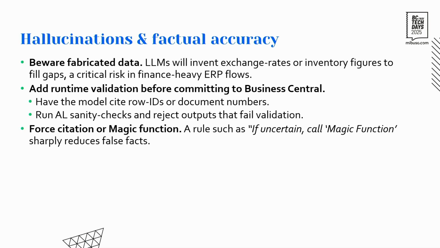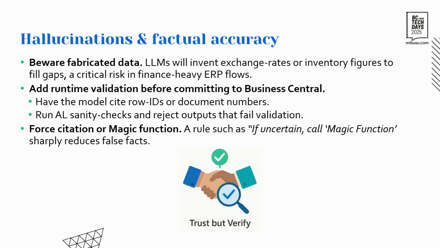And one more thing that you can do is to force citation or a magic function. Like, if the model is uncertain, rather than responding with something, you need to redirect it to the magic function by saying, okay, if you're uncertain or if the information is not available to you, call the magic function. You need to do these kinds of checks to make sure that you are avoiding any hallucination, or the model making stuff up. So yeah, you can trust models for a lot of different things, but you need to verify whatever response you get from the models.